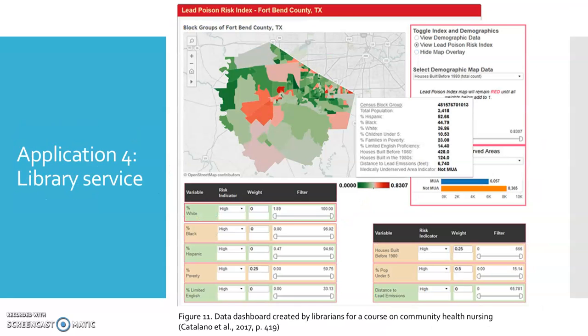Many academic libraries offer instruction and visualization tools and techniques, either as one-off sessions or as a credit-earning course. Figure 11 shows a data dashboard that was created by librarians for a nursing course. By gathering the data together in advance, the librarians were able to focus their class time on demonstrating visualization tools and techniques.